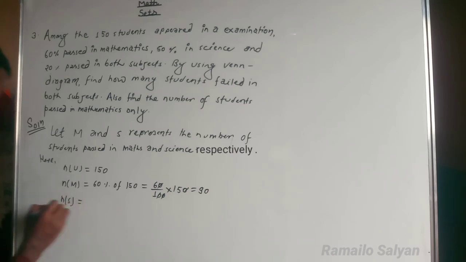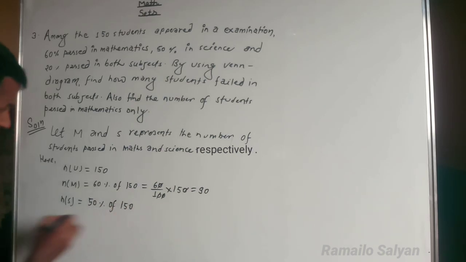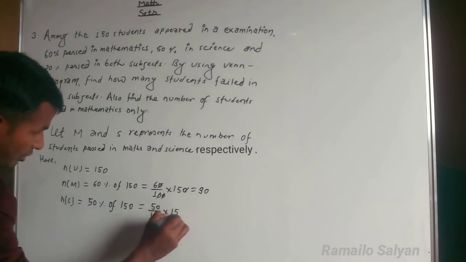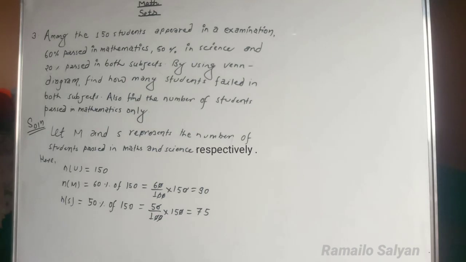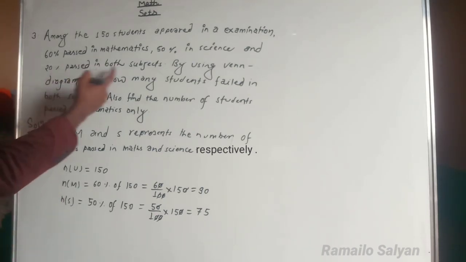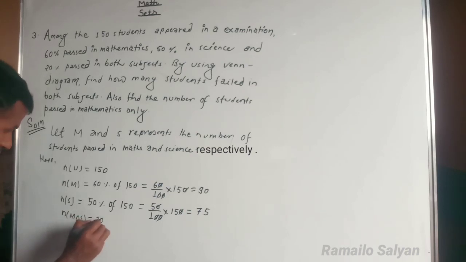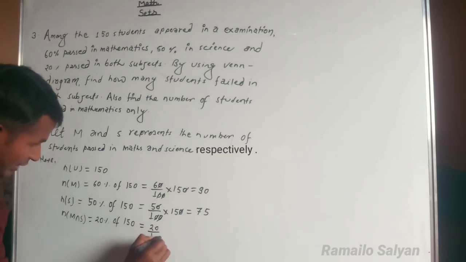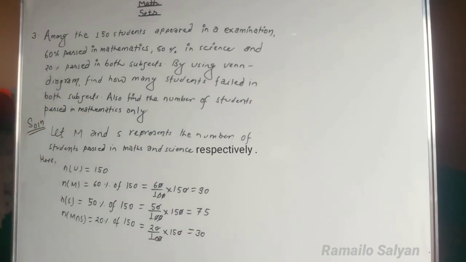The number of S is 50% of 150. 50 divided by 100 times 150. The zeros cancel out. 75 students passed in science. 20% passed in both, which means the number of M intersection S is 20% of 150. This is 20 divided by 100 times 150. The zeros cancel out. 30 is the number of students who passed in both subjects.